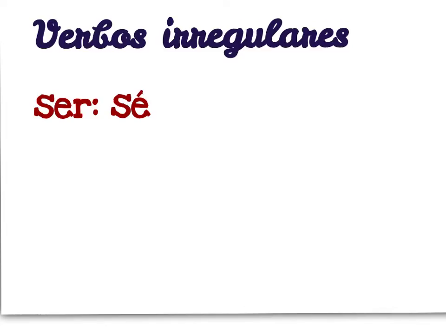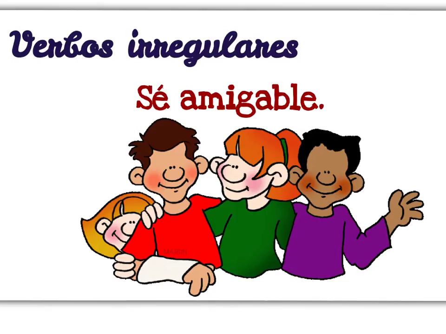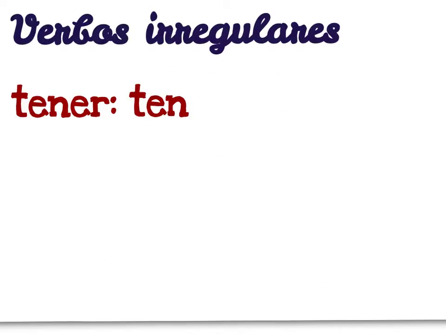Ser, with an accent on it. Ser means to be. Sé is also saber in the yo form, like I don't know, no sé. So again, this is when you would need to use context clues to figure out if someone is saying be or I know. Por ejemplo, sé amigable, be friendly.